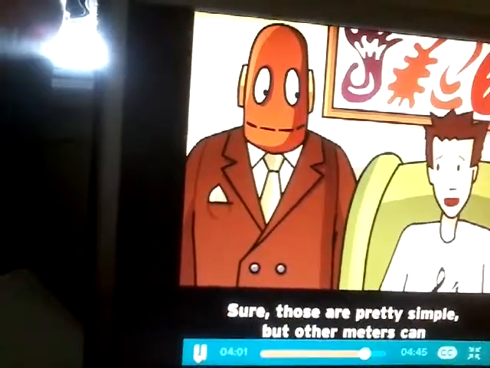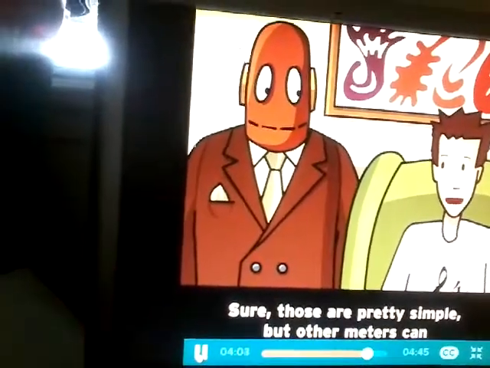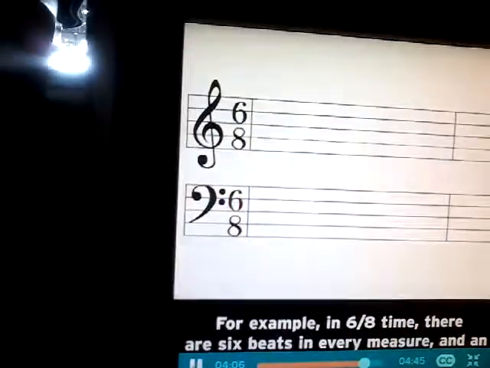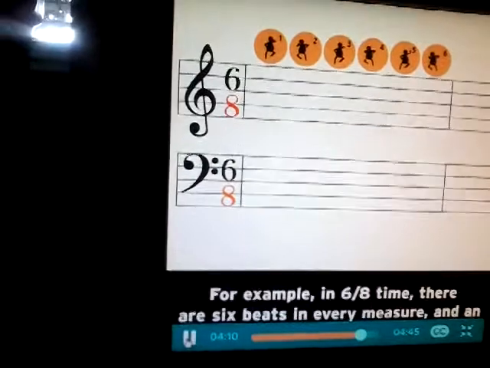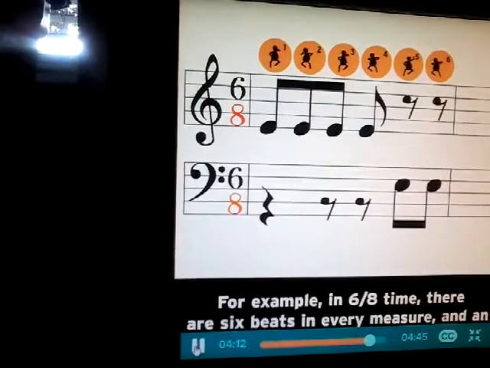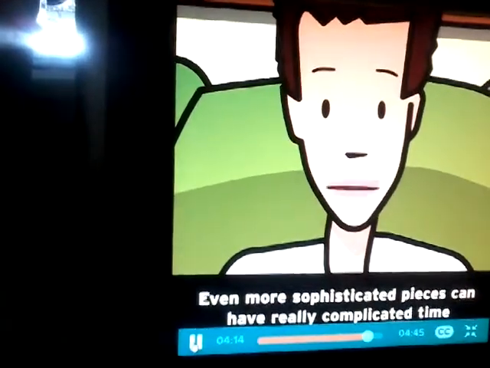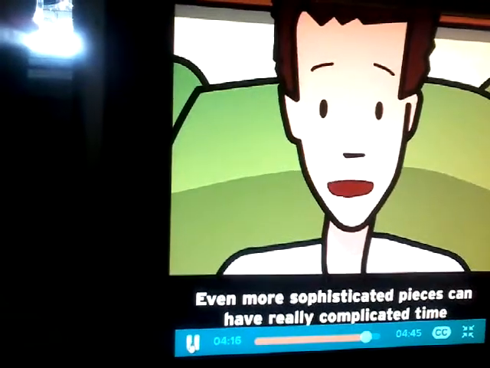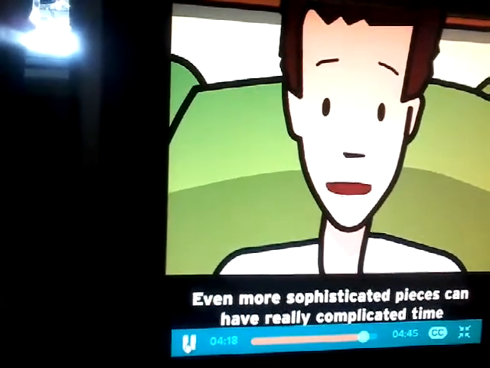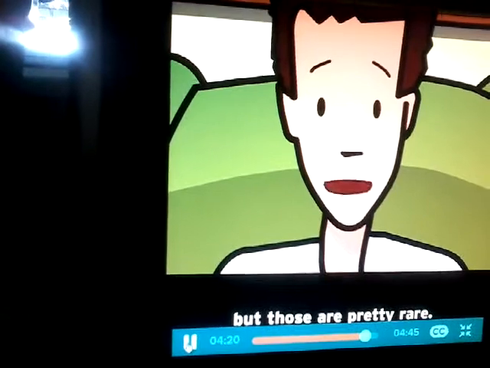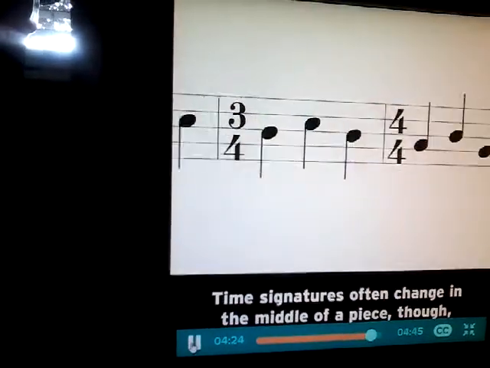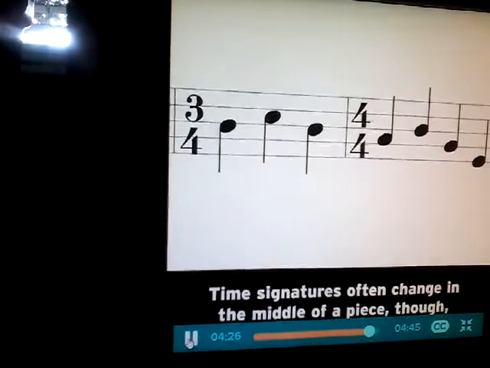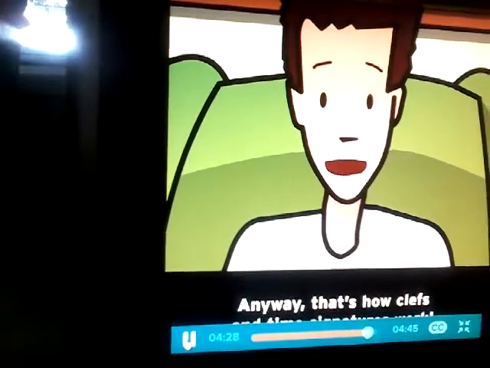Sure, those are pretty simple, but other meters can be a bit more complex. For example, in 6/8 time, there are 6 beats in every measure, and an 8th note receives one beat. Even more sophisticated pieces can have really complicated time signatures like 17/8 or 3/10, but those are pretty rare. Time signatures often change in the middle of a piece, though, which can make for tricky reading. Anyway, that's how clefs and time signatures work.